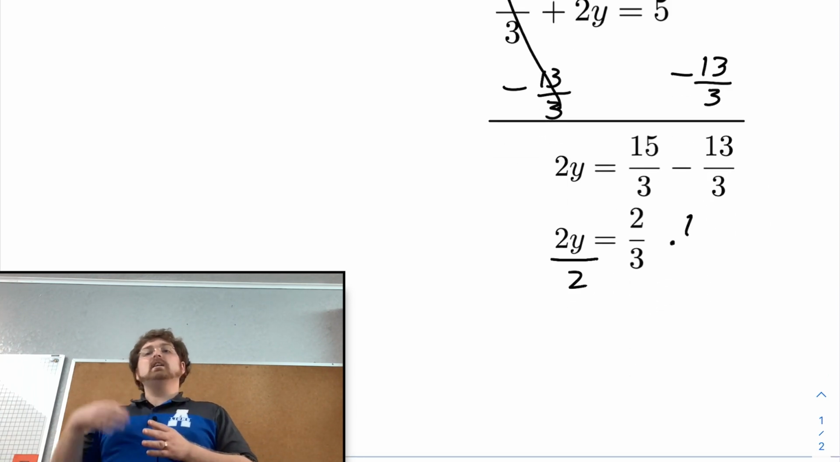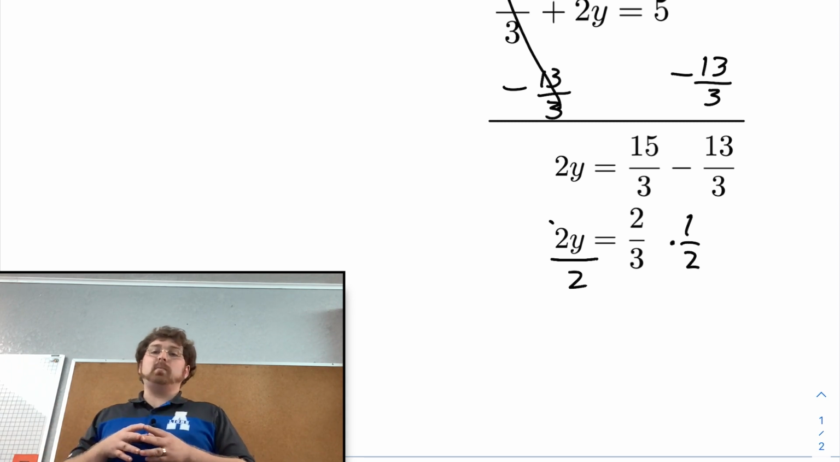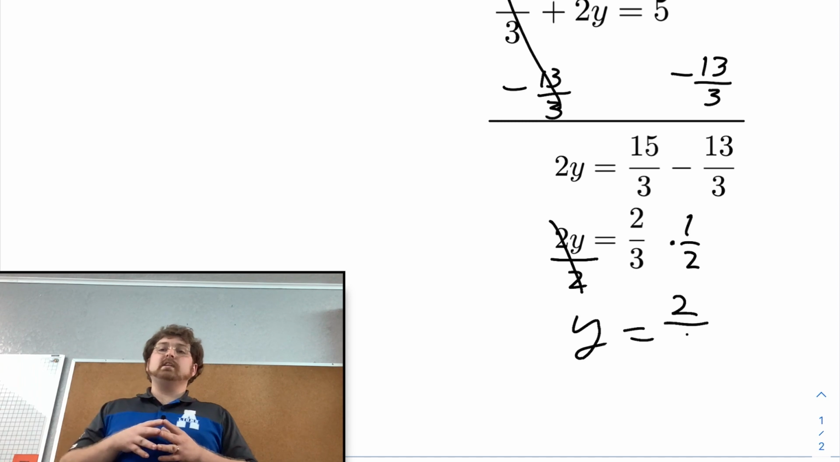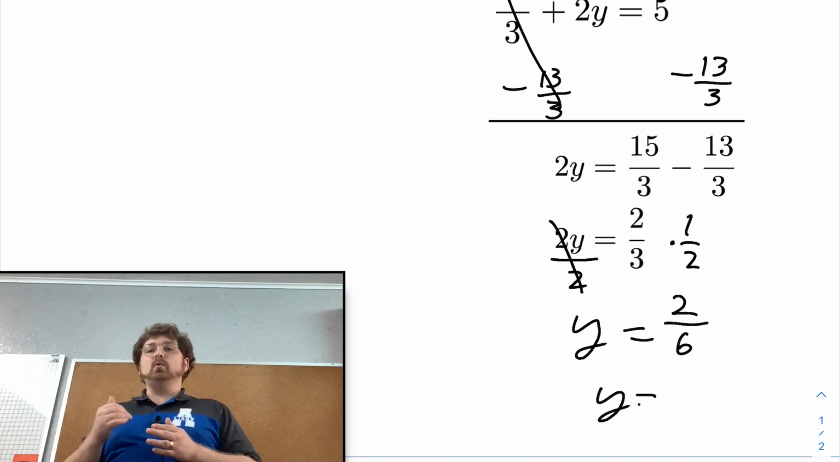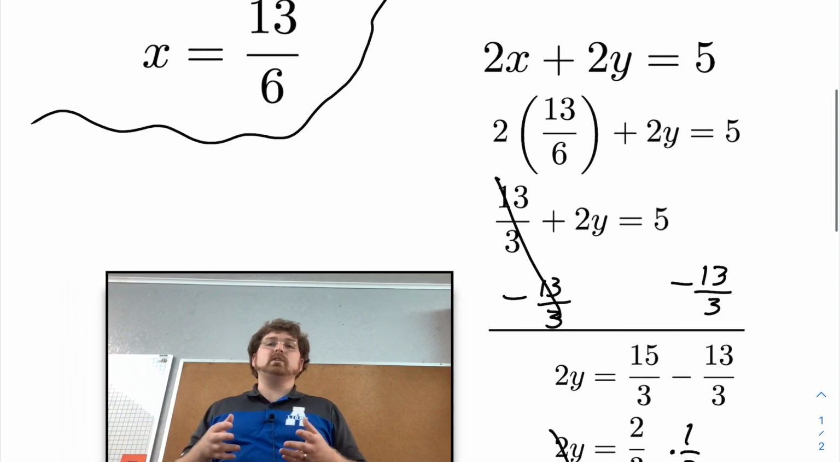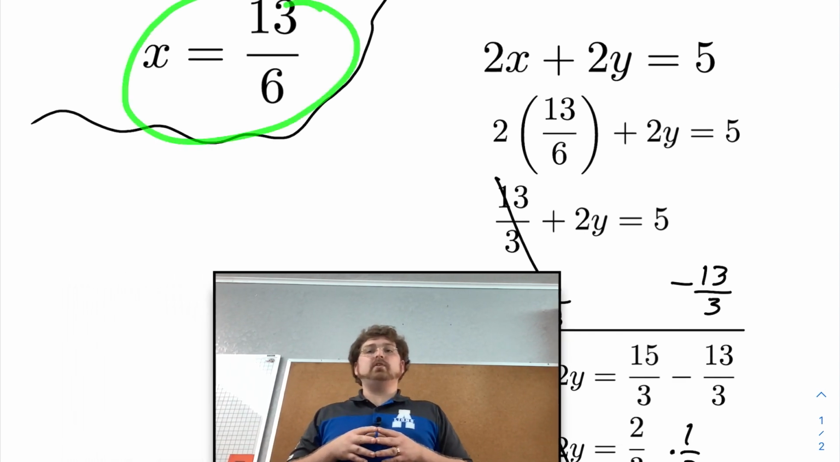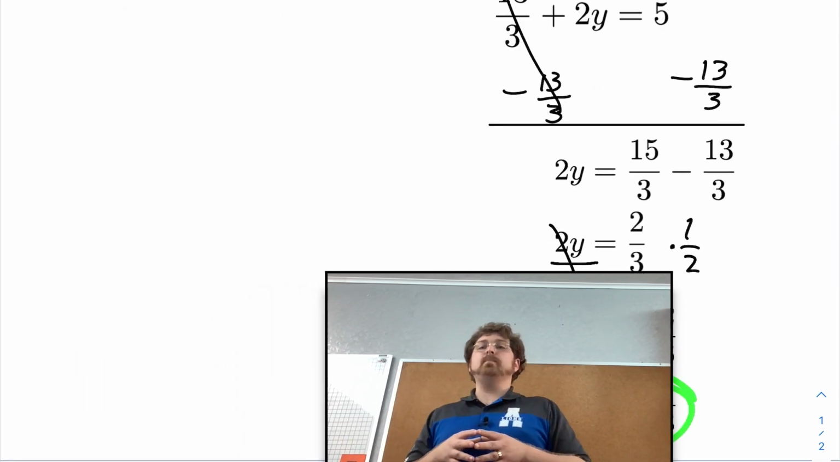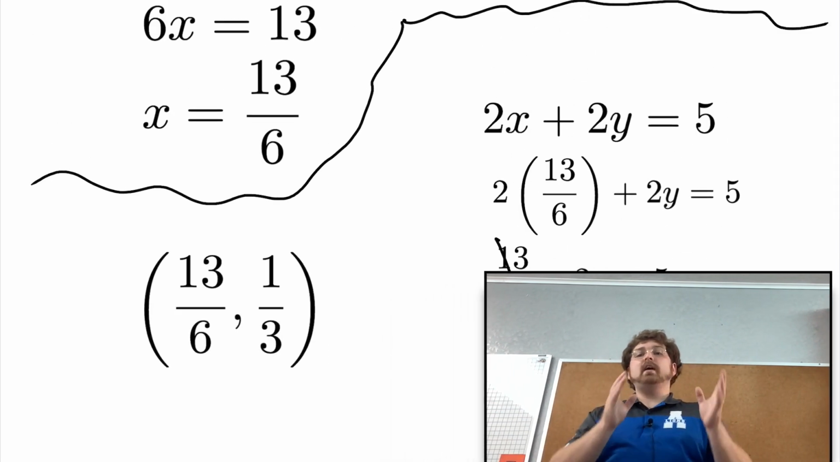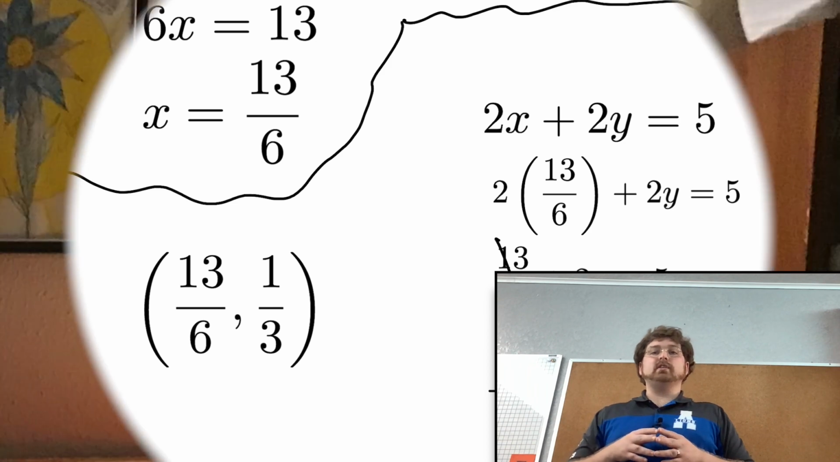Then we divide. Dividing is the same as multiplying by a fraction, so we multiply by 1/2. And our end result is that y equals 2 over 6, which simplifies to 1/3. We could have used canceling there, we chose not to. So we have our x value, 13 over 6, and we have our y value, 1/3. We put those together into an ordered pair, and that's going to be our answer: 13 over 6 and 1/3.